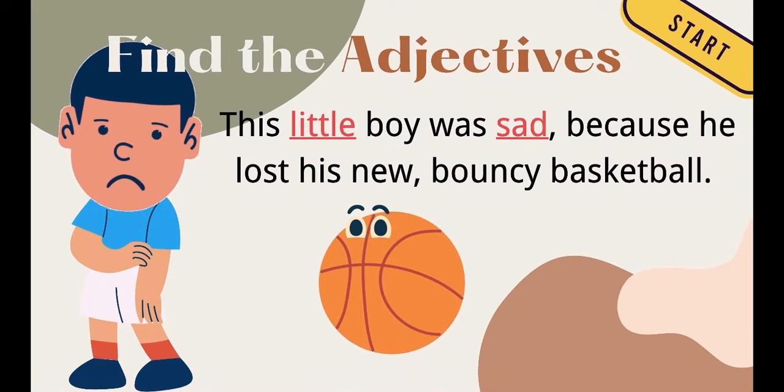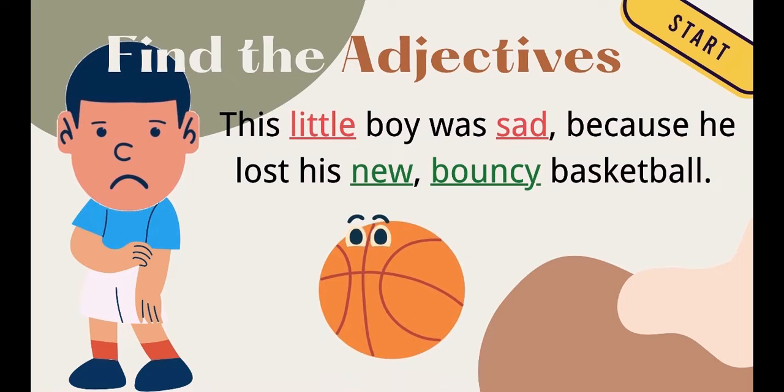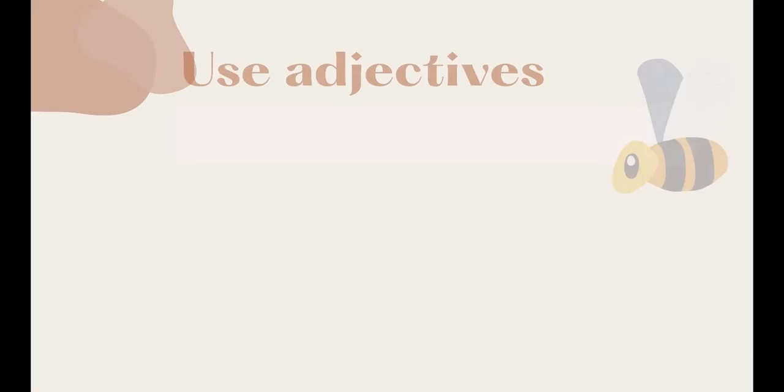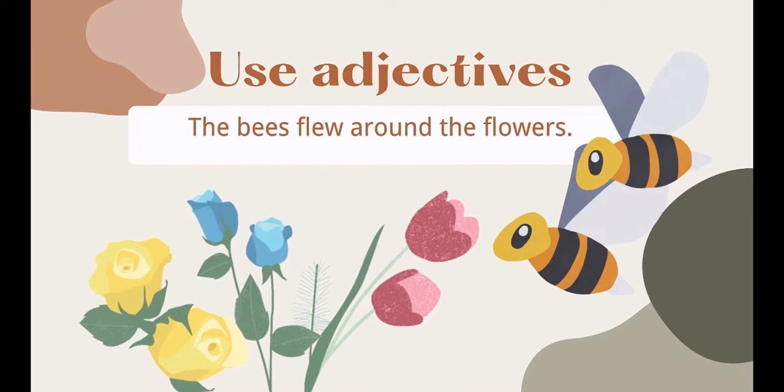Little and sad are adjectives that describe the boy. New and bouncy are adjectives that describe the basketball. So how can you use adjectives?